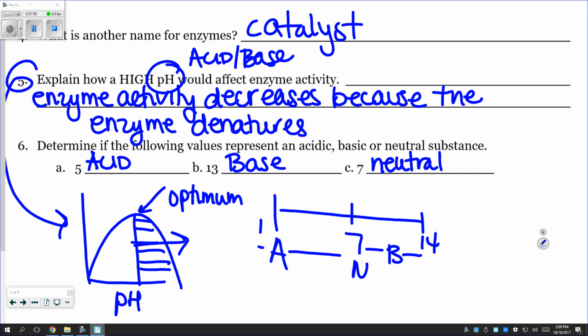So let's just make sure that we have that correct since I misspoke. A, or 5, is going to be considered an acid. B, 13, is going to be considered a base. And then 7 is going to be considered neutral.